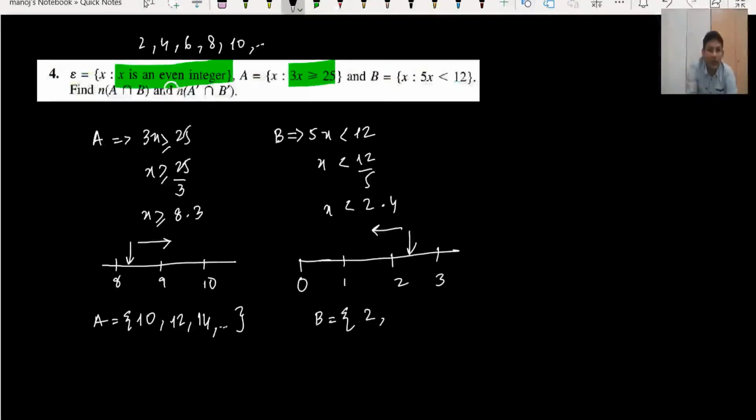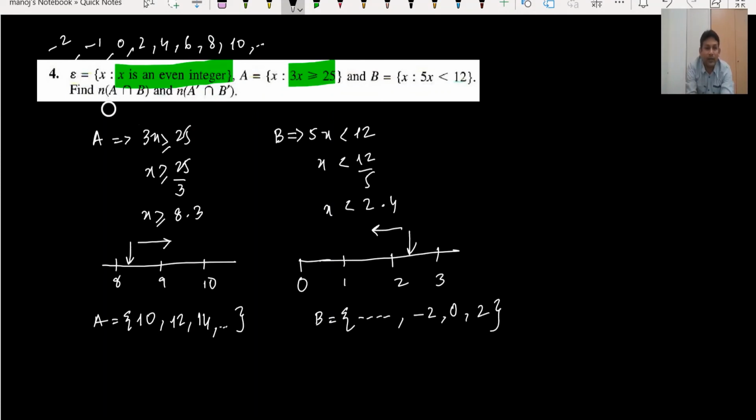As already given, the universal set is even integers, and even integers means all the numbers backward too. Remember, integers means not in decimal; it can be positive, it can be negative, it can be 0, it can be -1, -2. So it means we have something like -2, 0, and 2 till here.